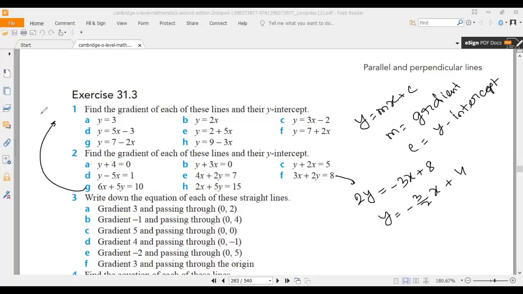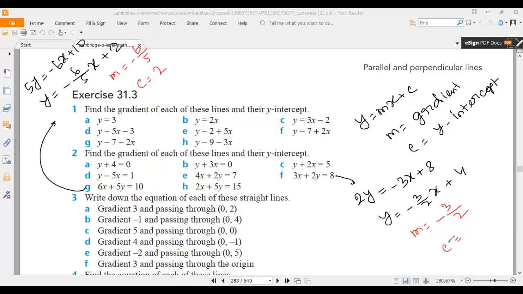Okay. Number G, 6x plus 5y equal to 10. So 5y can be written as 5y equal to minus 6x plus 10. Now y should be minus 6 by 5 into x plus 10 by 5, which is 2. Then what will be the gradient? Gradient of G will be minus 6 by 5 and y-intercept c equal to 2. And the gradient and y-intercept of F will be m equal to minus 3 by 2 and y-intercept, that is c, will be 4. Okay.